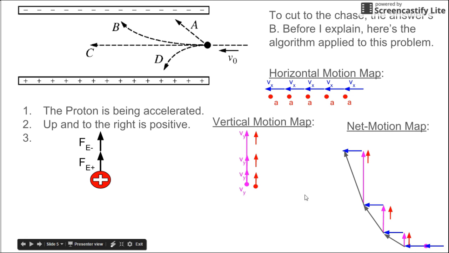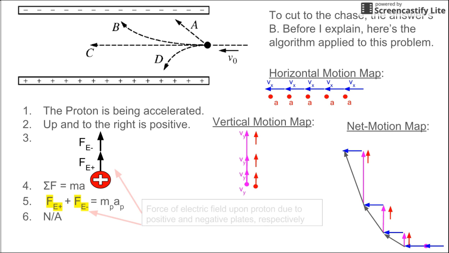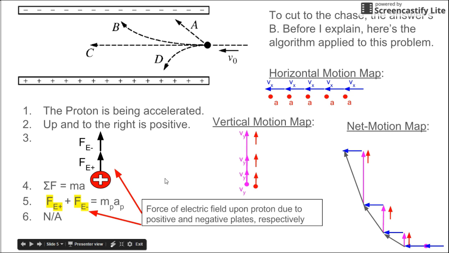So we know that the sum of the forces equals mass times acceleration. And here, the two forces being applied are the forces of the electric field from the positive and the negative plates. Because it's a proton, the positive plate is causing it to repel, whereas the negative plate is causing it to attract. That's going to affect its acceleration in the vertical direction. And 6 is not applicable. Over here we see the force of electric, this is just what I've explained.